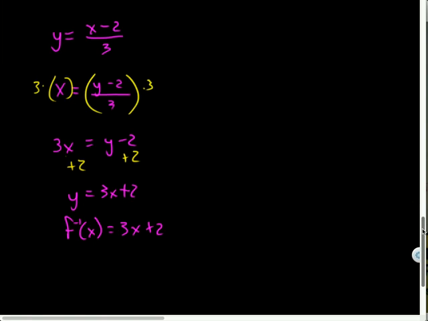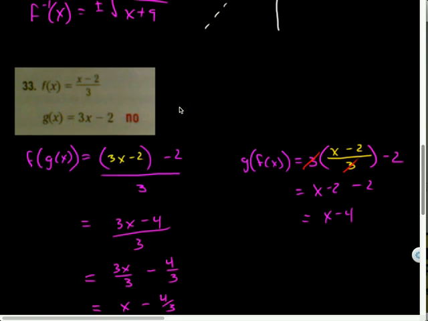So yeah, if function g would have had to be 3x plus 2, so it was close to being the inverse, it was just off by a sign, right? And it would have worked out. But, so there you go there.